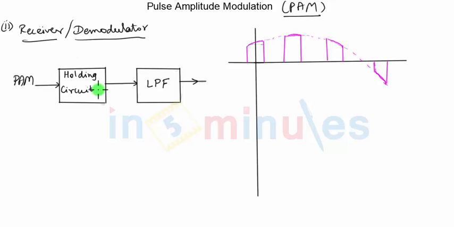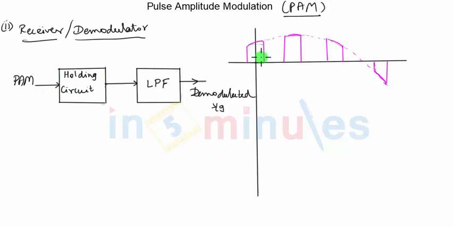It's very simple. All you have is something called a holding circuit, and the output of the holding circuit is given to the low pass filter, and the output of the low pass filter will be nothing but my demodulated signal, which will be very similar to my original modulating signal. So now let us try to understand why you need a holding circuit.